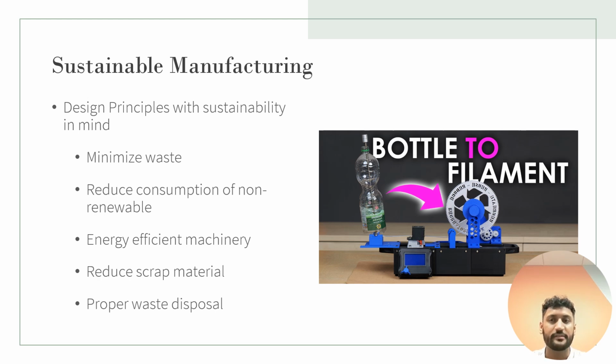For example, some automotive manufacturers have started using water-based paints instead of solvent-based paints, which are harmful for the environment and human health. Companies may also invest in renewable energy sources such as solar and wind power to run their facilities. By implementing sustainable manufacturing practices, companies can produce products that are not only high quality but also responsible towards the planet.